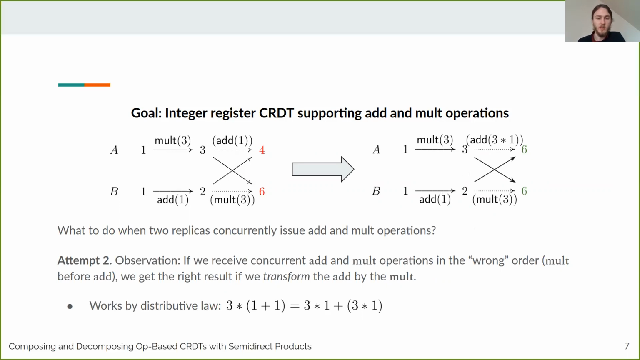And the reason this works is just a distributive law. So what replica B does is they start in state 1, they add 1, and then they multiply by 3, whereas replica A starts in state 1, multiplies by 3, and then adds this transformed value 3 times 1.